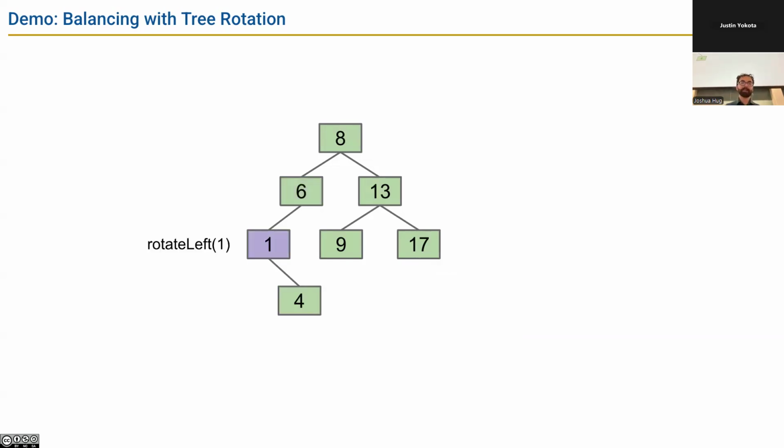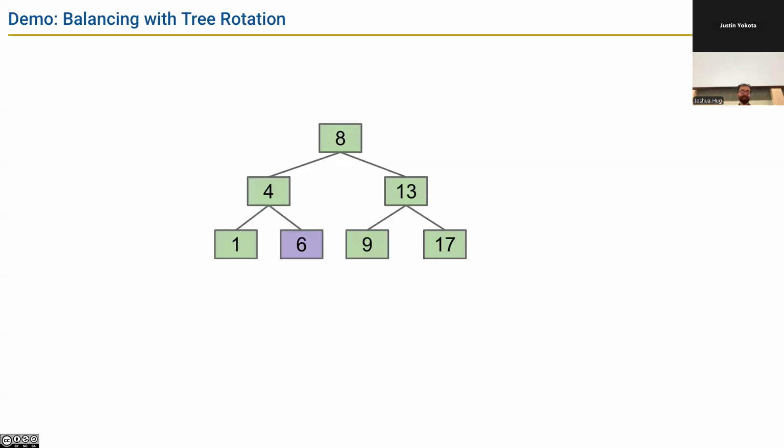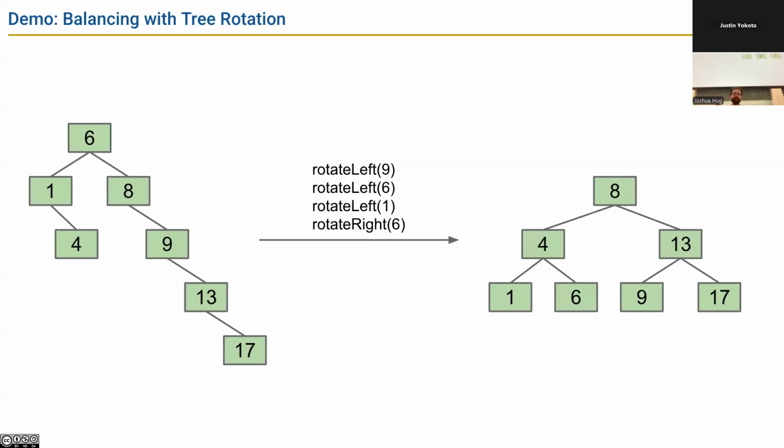Okay, next we might rotate 1 to the left. That means I now have this shape. And then what do you think the next rotation might be? 6 feels good. Right, okay, rotate 6 to the right. That felt right to me too. And we've reached a balanced tree. Okay, so that sequence of 4 rotation operations gets you a balanced tree.